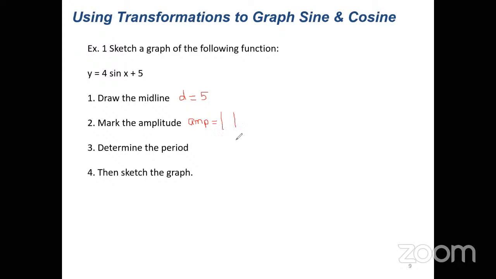Thank you, Sarah. Sarah answered. Thank you, Arlene. So the amplitude of absolute value of 4 is 4. Okay, the next couple of people.